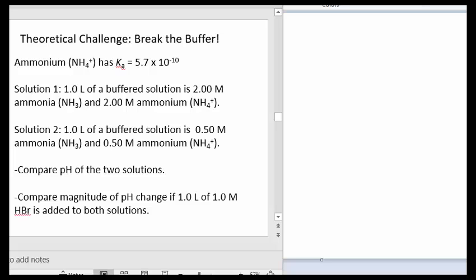Compare these two solutions, one with a lot of buffer, one with just a little. The first thing we're supposed to do is compare the pH of these two solutions, and whenever we have buffers, probably the go-to equation is Henderson-Hasselbalch.